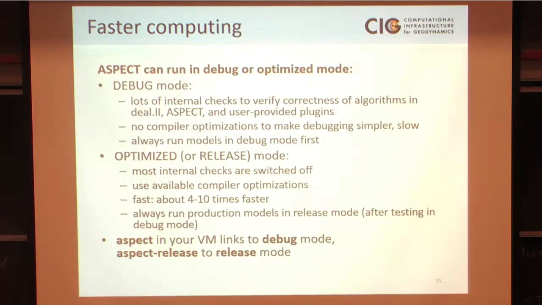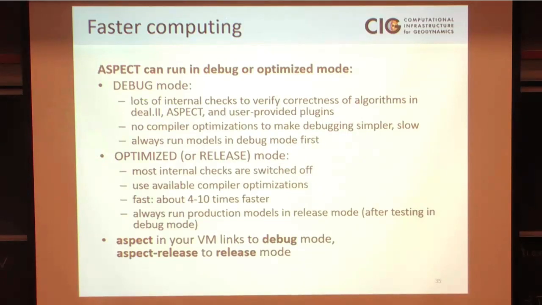And as you might guess, the debug mode is made to make it easier to find bugs in your model setup or in the software. So it includes a lot of internal checks to verify that everything works as expected. For example, we check that the density never becomes negative. Now, you might wonder why the density should become negative, and it's not possible in physics. But if we linearize the density in terms of temperature, so density equals some reference density plus alpha times delta T, then this might well become negative for too big of a temperature contrast.